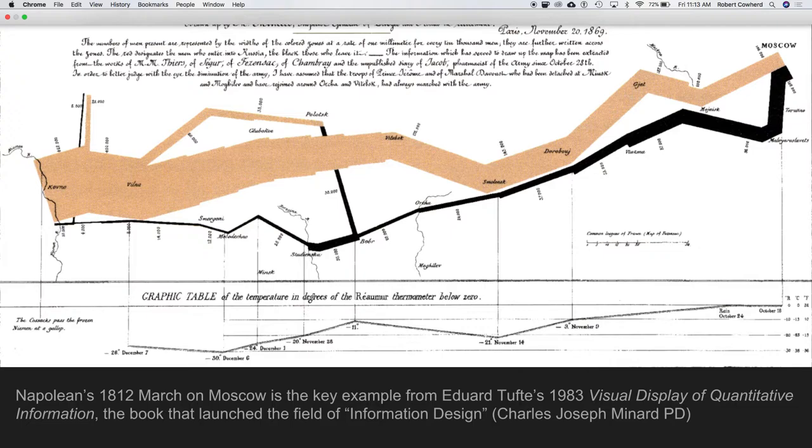It was so cold, so it's the march back. So he aligned the temperature with the march back. October, it's 26 degrees, if I'm reading it right. It's cold, but then it gets colder.